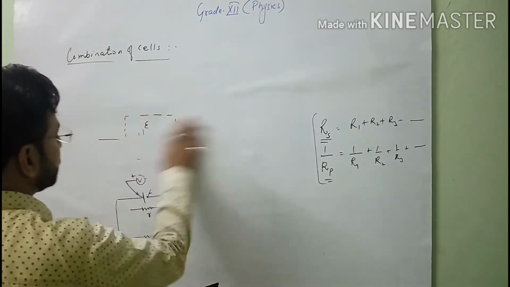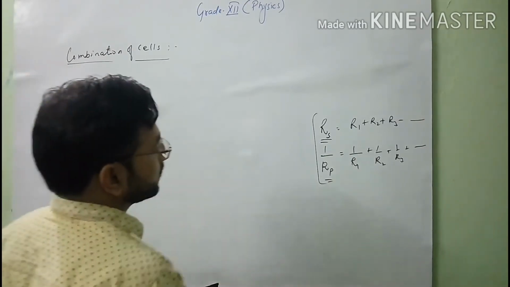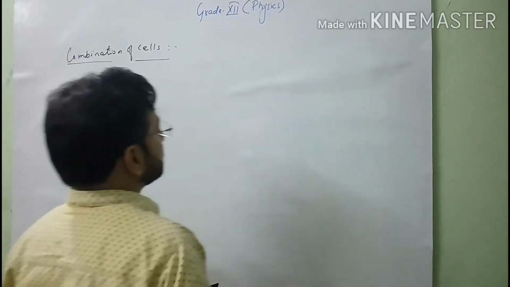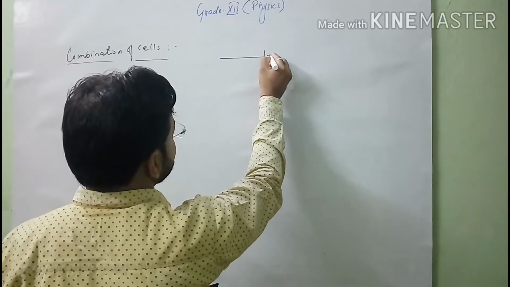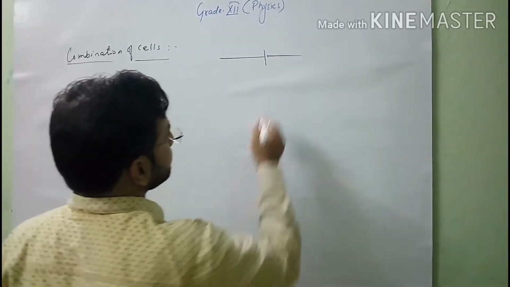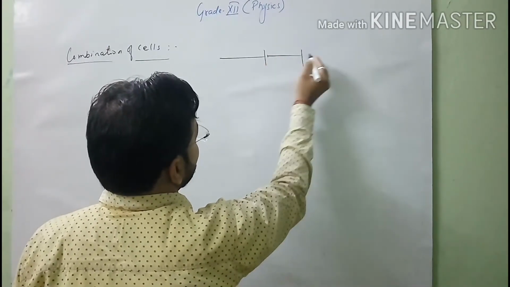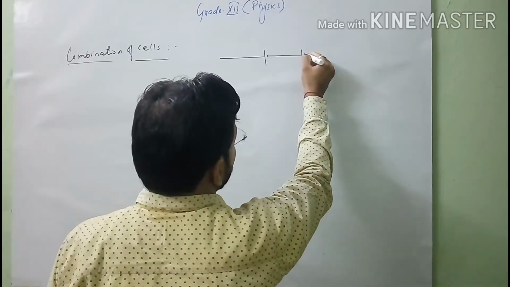As you know, we have two ways to combine cells. One is series combination and the second is parallel combination. First we will talk about the series combination of cells. In series combination, student, focus on how you will combine the cells. The negative terminal of the first cell is connected to the positive terminal of the second, and so on.